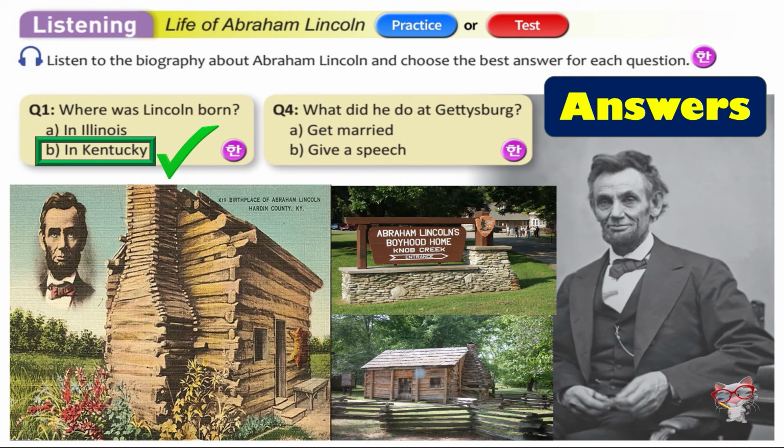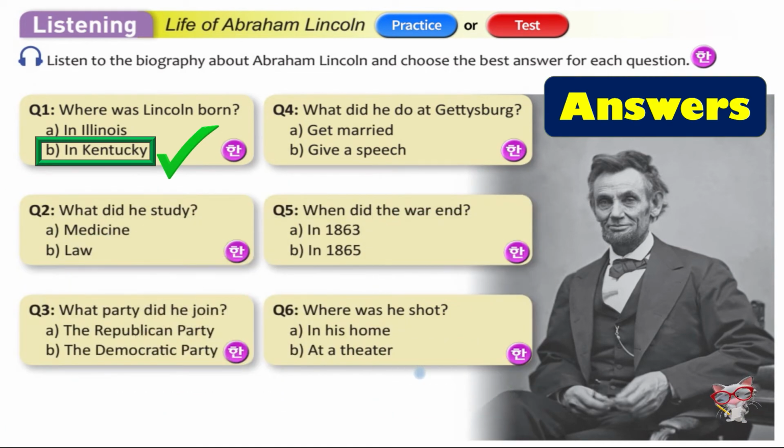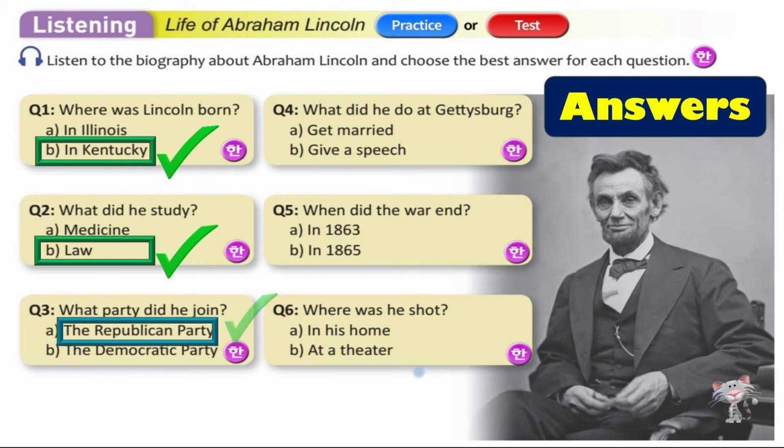All right, so that's the first one. What did he study? He studied law. At university, yes. He studied law at university, like Barack Obama. What party did he join? He joined the Republican Party. Yeah, the Republican Party was Abraham Lincoln's party.